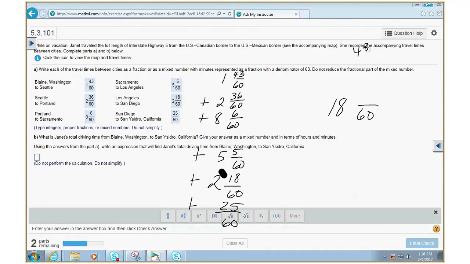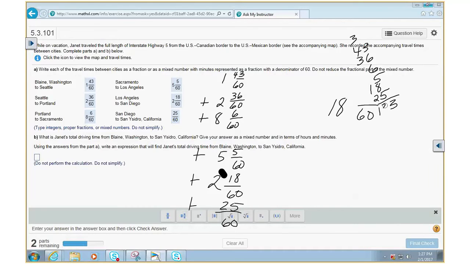43, 36, 6, 5, 18, and 25. 5 plus 5 is 10. 10 plus 6 is 16. 22. 22 plus 8 is 30. 33? Brady, 3. And then 4 and 3 is 7, 10, 13, 133. Is that what y'all got?